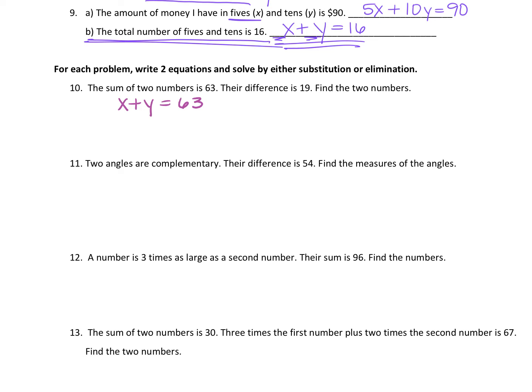A new equation. So this is one equation, right? X minus y equals 19. Yes, their difference, so x minus y equals 19 is the second equation. Now you choose, and some of you are going to say, I want to do substitution right here, and you can totally do that. And others of you are going to say, nope, I think elimination is easier, and you can do that, okay? It's not wrong either way.